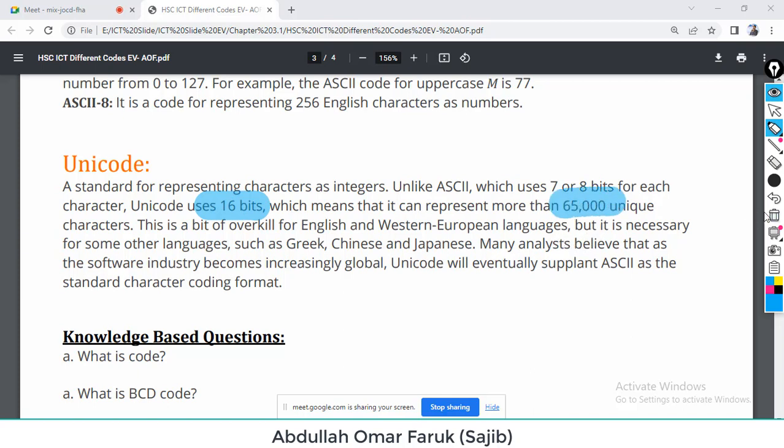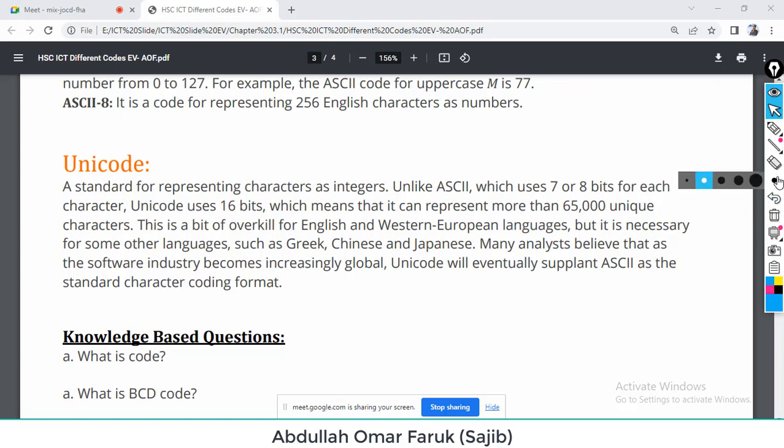So how does it come? How do we get this? We get this by the power system, 2 to the power 16. If you do the calculation, what do you get? Can you tell me the answer? 2 to the power 16 gives 65,536.